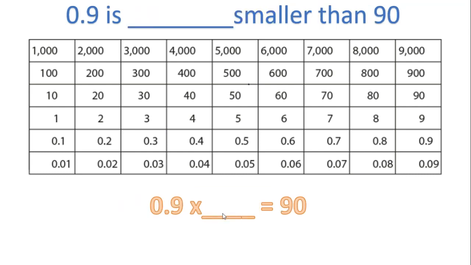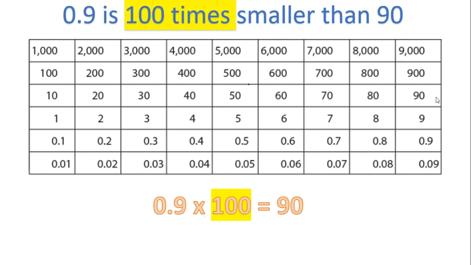Another one. 0.9 is how many times smaller than 90? Okay, put your finger on 0.9. Jump up. 1, 2. Okay, so how many times? Should have got 100 times smaller.